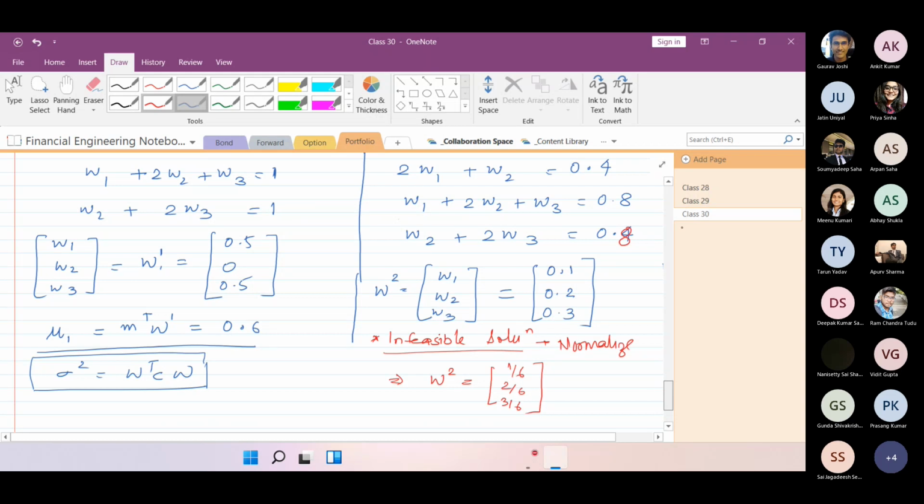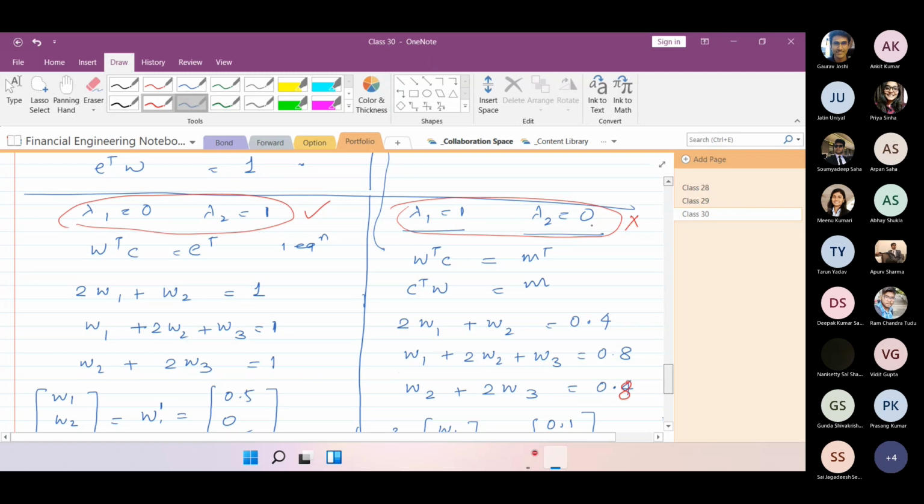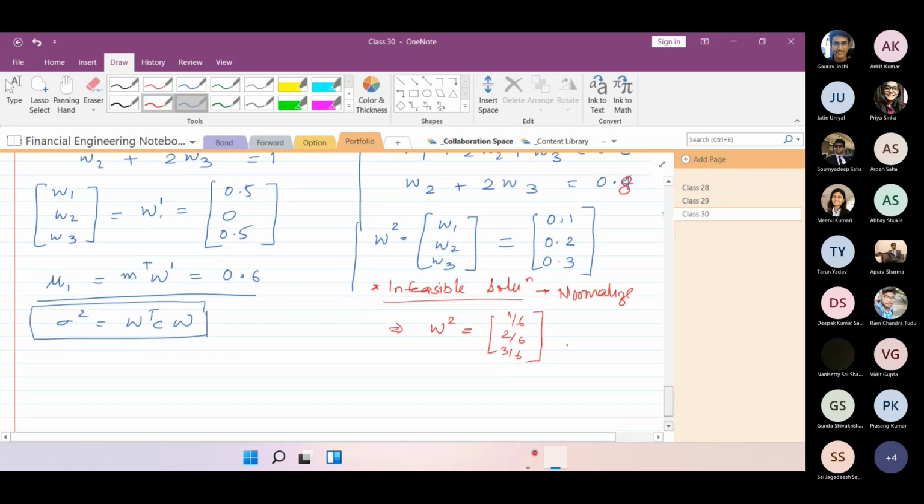So what I can infer from here is that this is not an infeasible solution, lambda 1 is equal to 1 and lambda 2 is equal to 0. What we have done is we have just normalized it so that this becomes a solution for a different value of lambda 1 and lambda 2. Right? We don't need to find it out. It won't be that lambda 1 is equal to 1 and lambda 2 is equal to 0. There would have been a different value. If you want, you can calculate that one. What I needed is that this is the weight. Is it okay?